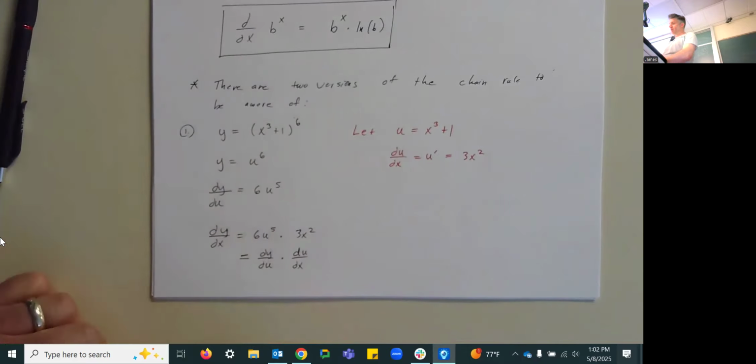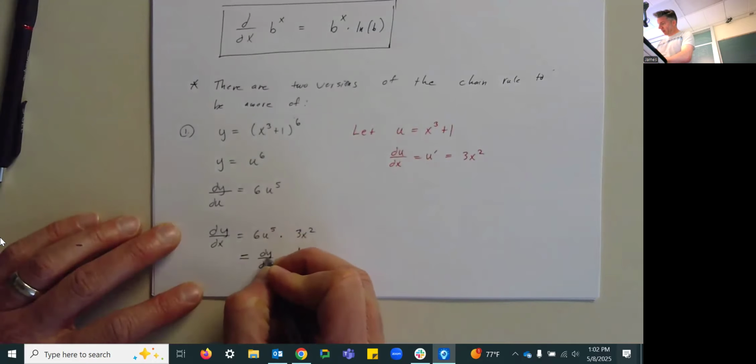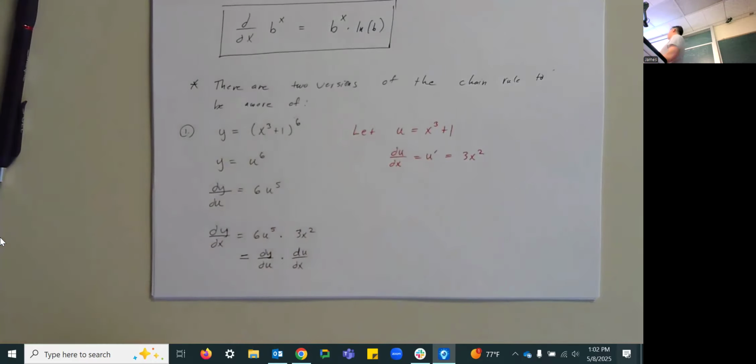Although these aren't fractions, even though we write them like fractions, they act like fractions in almost every conceivable way. So if you wanted to, you could totally think of the du's as just canceling out, and you get dy over dx, which is the derivative of y with respect to x. And that totally is a valid way of thinking of it.